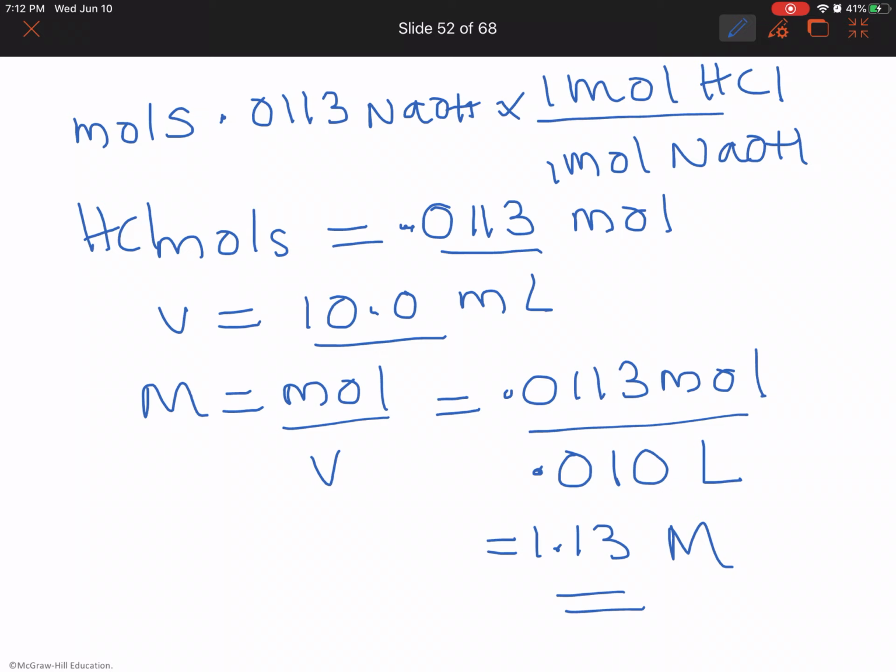Okay, that's how you use acid-base titration to find out the concentration of an unknown acid solution. That's the molarity of hydrochloric acid.